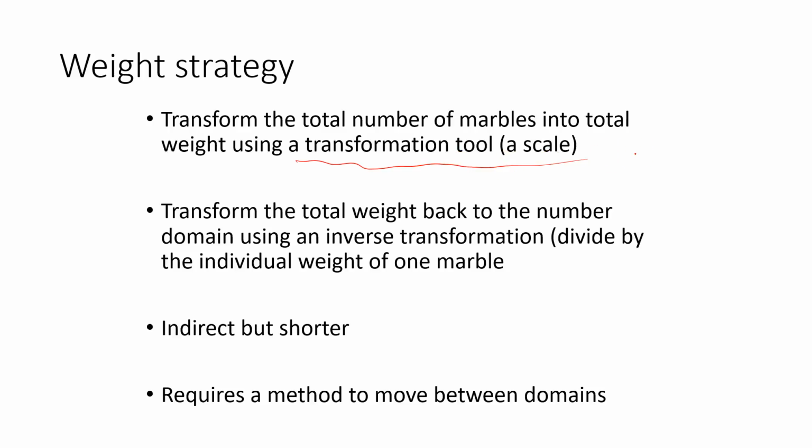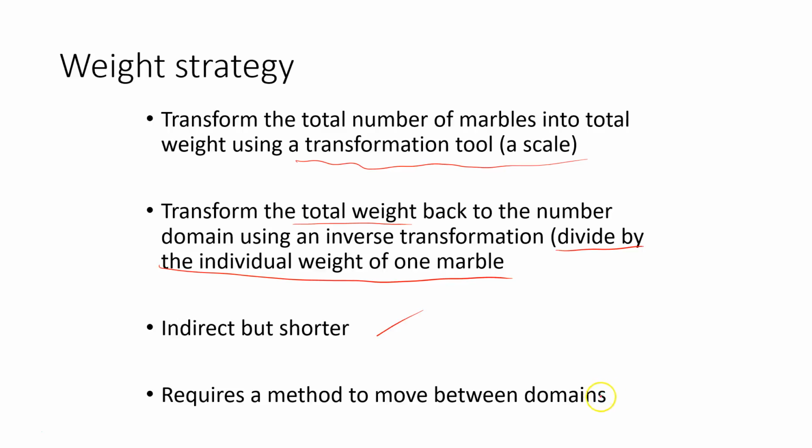In this case, we need a scale. So we weigh the jar on a scale, we get the total weight, and then to bring it back to the number domain, we have to use an inverse transformation, which in this case is dividing by the individual weight of one marble. So this is indirect, but it is shorter, and it also requires a method to move between the domains. When we were simply counting the marbles, we were working directly in the number domain.